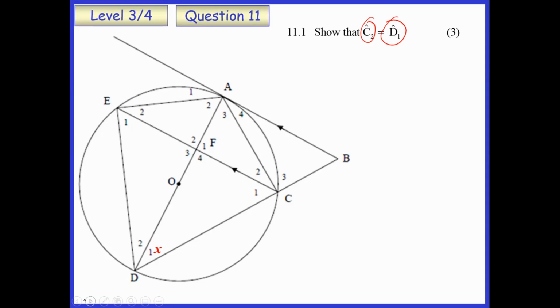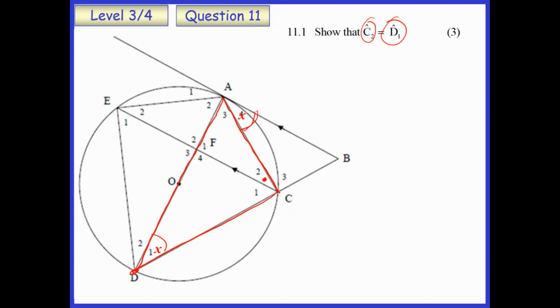Now remember, if D1 is X, I need to get to C2. So let's put a dot here. That's where I want to go. I need to ask myself a question: what is D1 actually equal to? A4, sir. Somebody said A4. Why is D1 equal to A4? Tan chord theorem. The angle between the tangent and the chord is equal to the angle produced from the two endpoints of the chord, from A and C, anywhere on the circle. That means A4 is equal to D1.